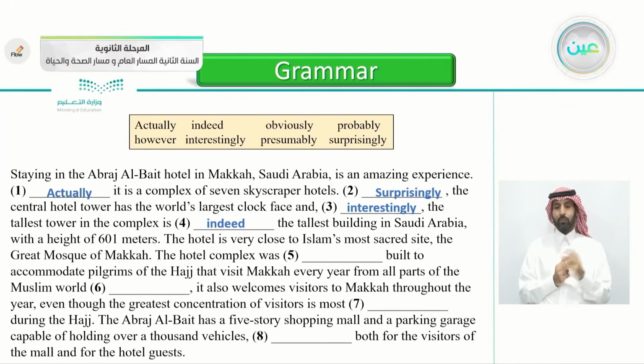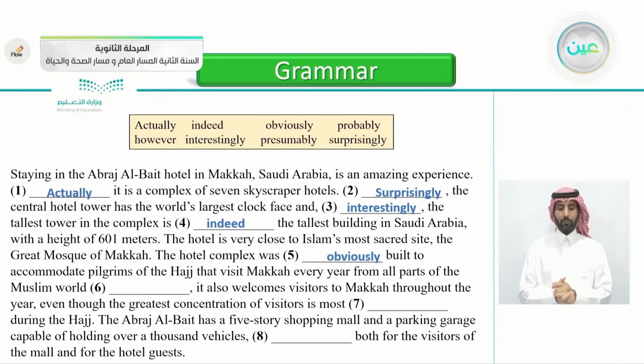So number 5, the hotel complex was obviously, something very obvious, everyone can see why. The hotel complex was obviously built to accommodate pilgrims of the Hajj that visit Mecca every year from all parts of the Muslim world.